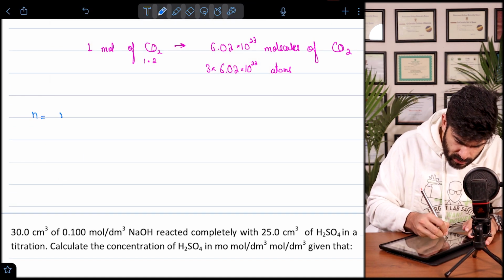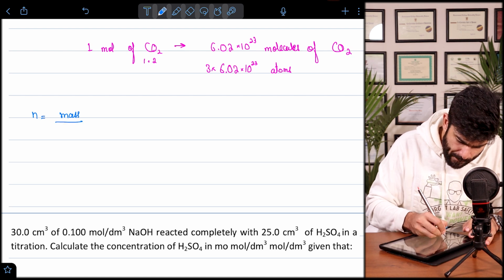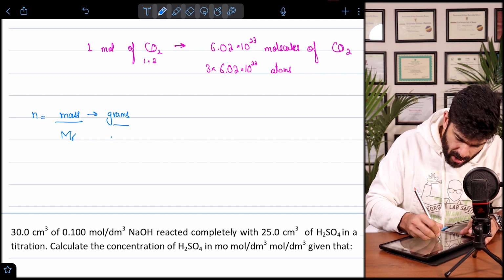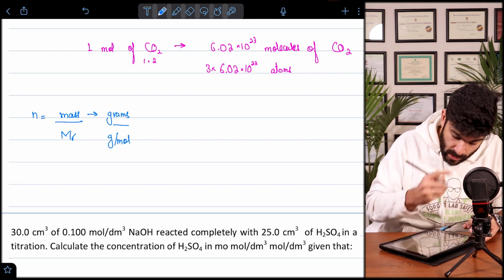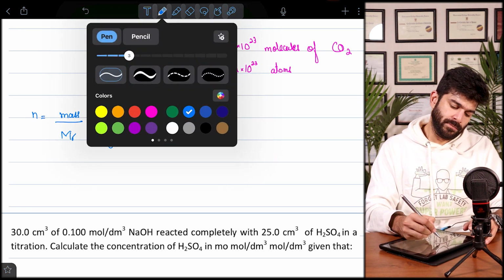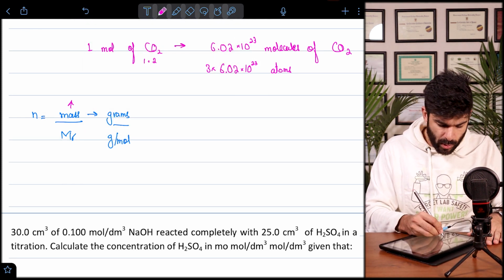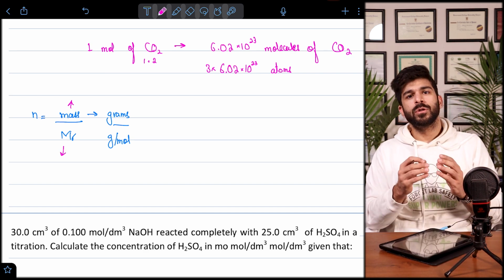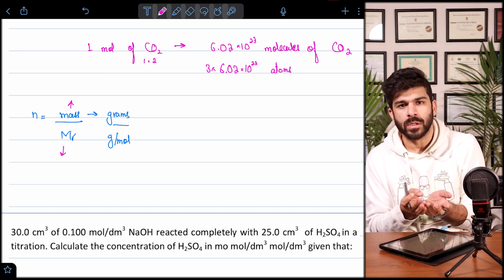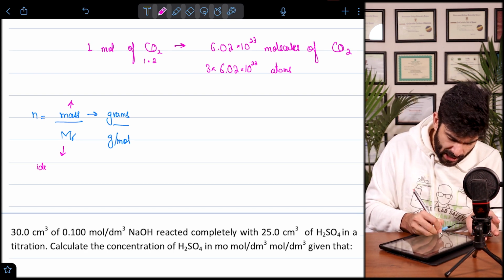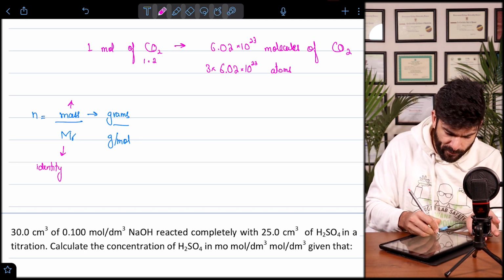Now, talking about the next formula. Moles equals the most important one, mass over Mr. Mass in grams, Mr in grams per mole. This is a very important formula. You can calculate the mass, obviously, but when you are to find the identity of an unknown, the Mr calculation will tell you about the identity of the unknown.